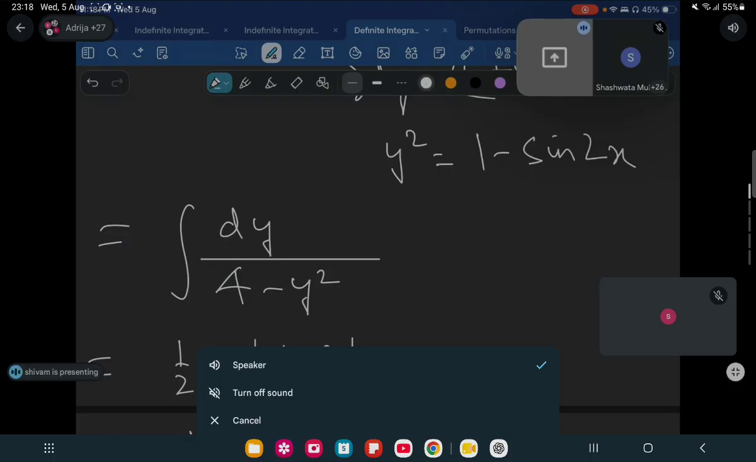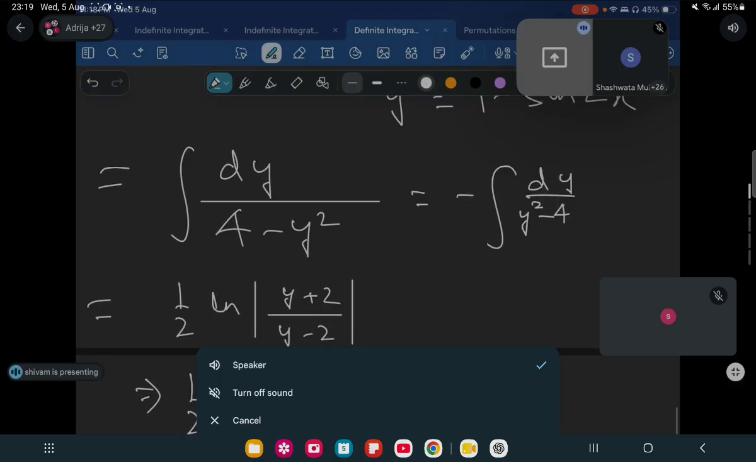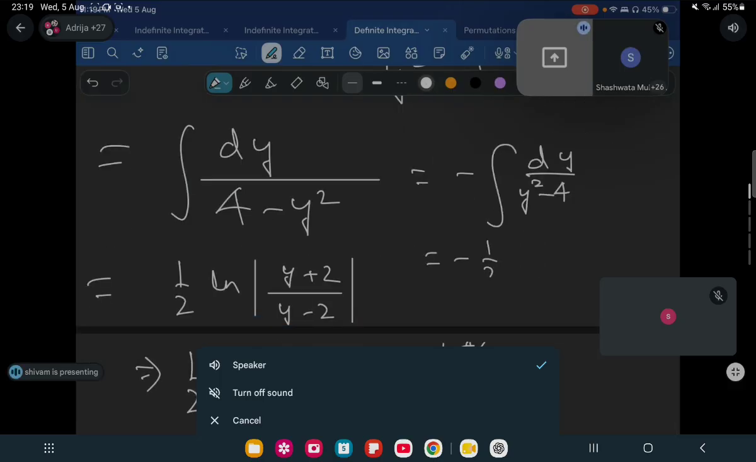dy by 4 minus y square, right? So if I take minus common, it will become integral of dy by y square minus 4, y plus 2 into y minus 2. So this minus 1 by 2 ln mod of y minus 2 by y plus 2. Right. So where am I making a mistake?